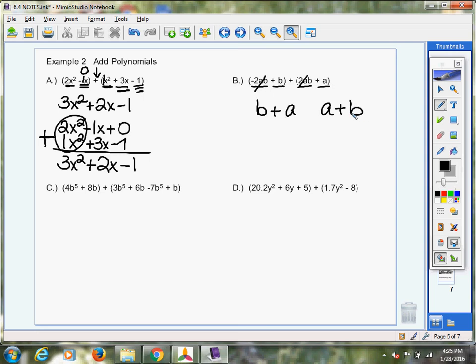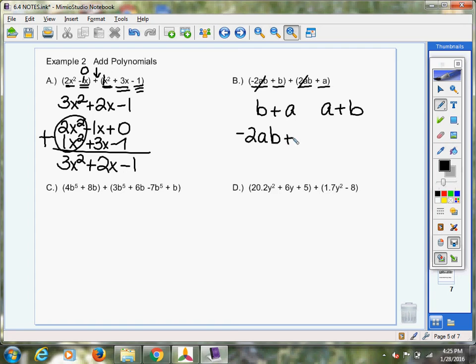Whatever works for you works for me. It means the same thing basically. Now if you stack it, you're going to have to be very careful because you want to put like terms on top of each other. You don't want to put unlike terms on top of each other.